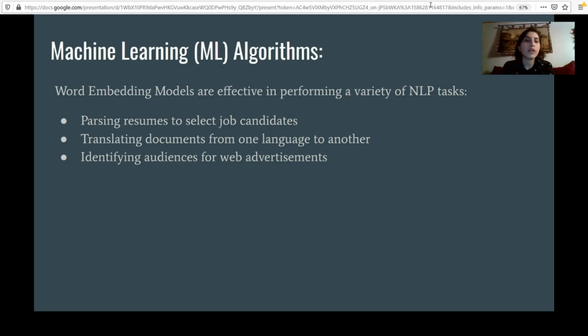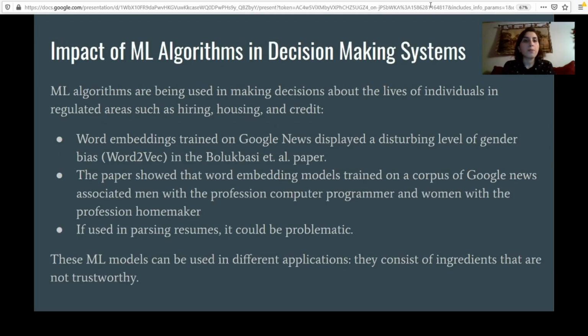Another example would be translating a document from one language to another. What if one language has gender pronouns and the other one doesn't? How would that get translated? Another example is identifying audiences for web advertisement. If that group is female or if it's male, what type of advertisement should they be exposed to? The impact of algorithms, or specifically machine learning algorithms, in decision-making systems is really high.